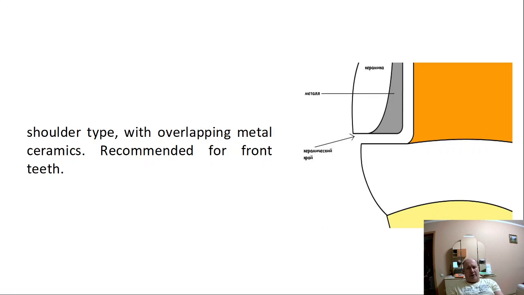Here you can see it. This is your shoulder type rectangle. And here is a metal abutment, and here is porcelain mass. This is recommended for front teeth because you will have a very good, nice looking crown.